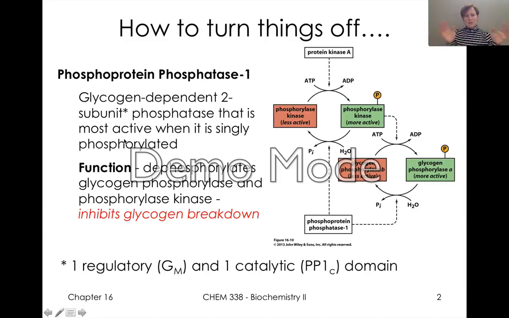Big picture, the function of PP1 is to dephosphorylate things. Remember, phosphatases remove phosphates that kinases put on. In this case, we're going to consider it in the context of dephosphorylating phosphorylase and putting it into the less active dephosphorylated form, inhibiting glycogen breakdown. As we see at the very end of this mini lecture, it also dephosphorylates synthase, which activates the glycogen synthesis pathway. Again, there are two subunits: a regulatory subunit, which they call GM, for a glycogen binding motif, and then a catalytic subunit.